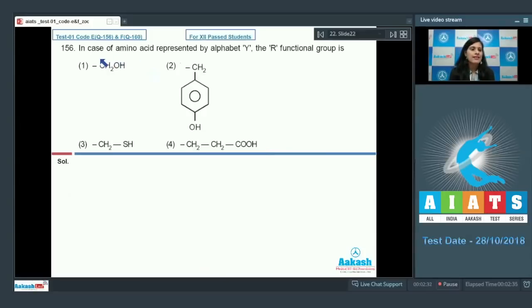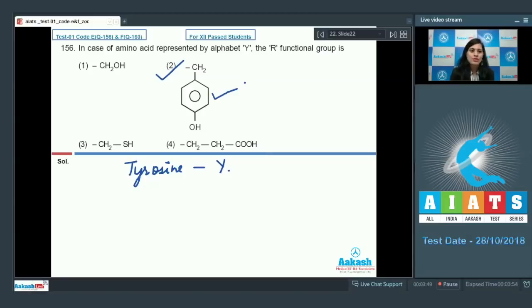Question number 156. In case of amino acid represented by alphabet Y, the R functional group is. And we know that the amino acid represented by single alphabet code Y is tyrosine. The correct answer for this question is option number 2, and it is only in option number 2 in which the R group has this aromatic ring. So among the given options, option number 2 represents the R group which is present in tyrosine amino acid.